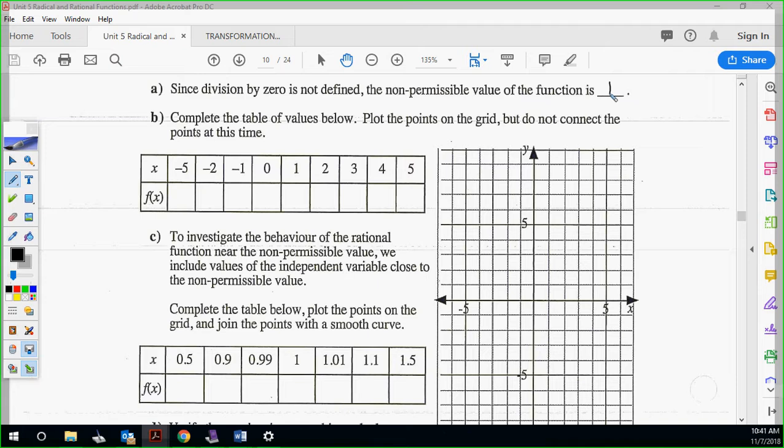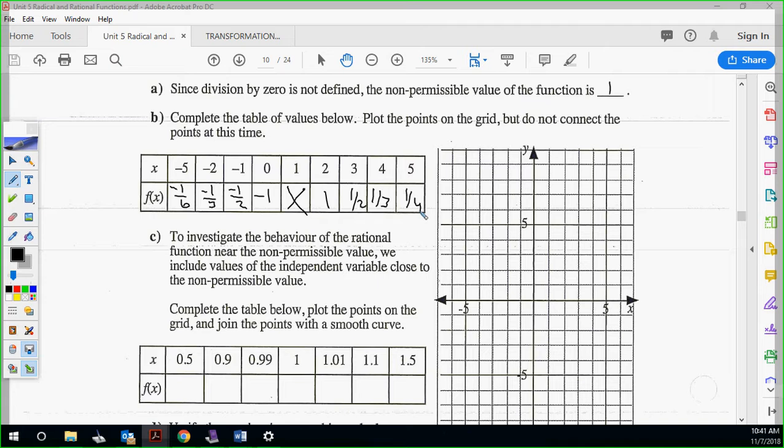Complete the table of values. So when you put in -5, you get -1/6. You put in -2, you get -1/3. Then you get -1/2. You get -1. You get not defined. You get 1, 1/2, 1/3, 1/4.